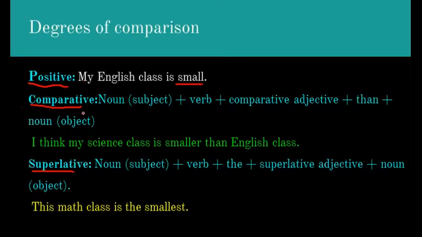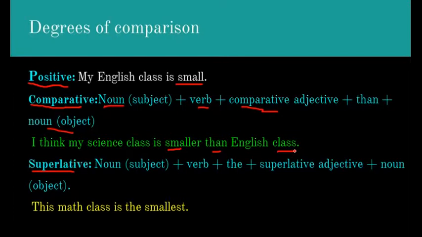Next, comparative degree. If you want to make comparative degree, please follow this structure of the sentence. Let's see an example. I think my science class is smaller than English classes. Smaller. In English grammar, comparative degree is the form of an adjective involving a comparison of more or less.